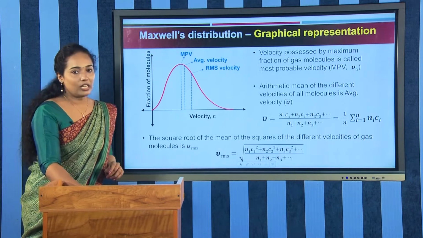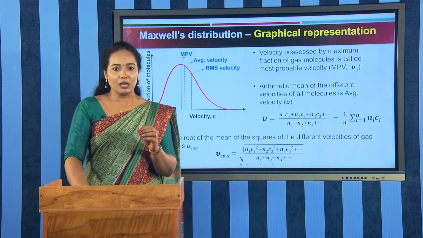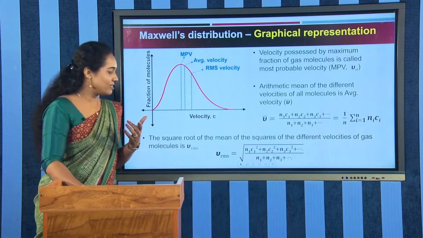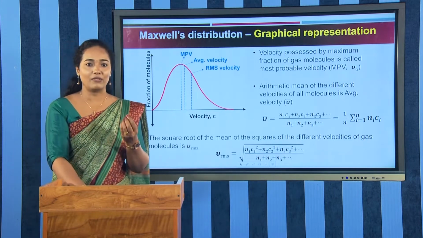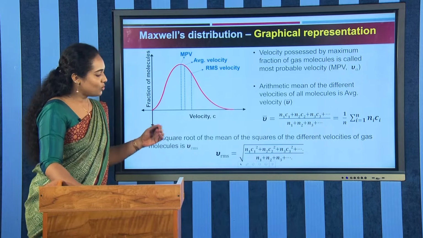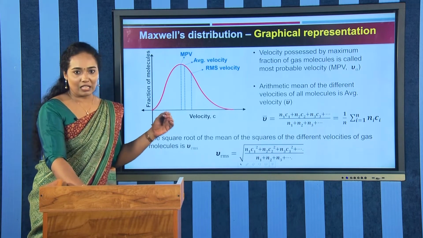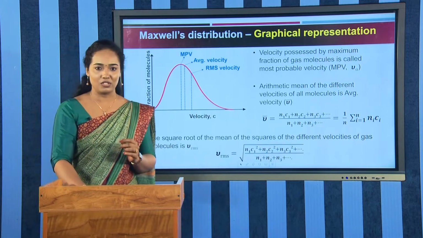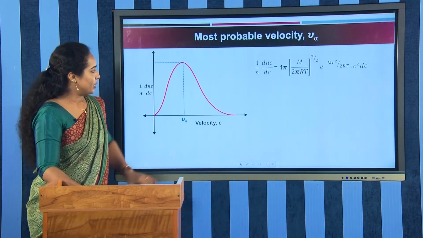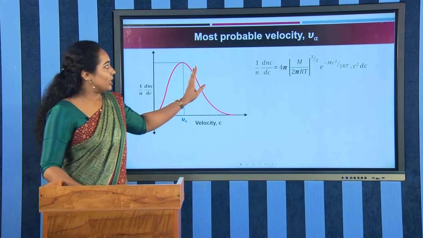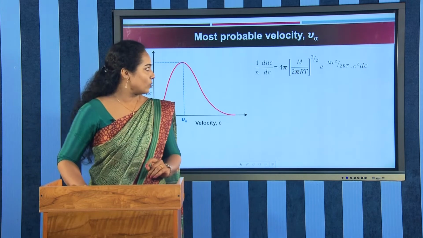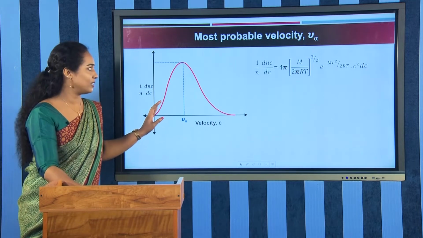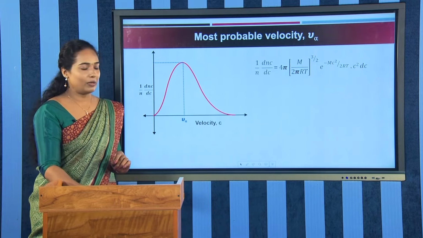But actually it is not possible to calculate every fraction each time. We cannot find correctly the exact fraction of gas molecules having a particular velocity. So, we need to find some other mathematical expression in order to calculate such velocities for a particular gaseous system under study. For that, first we will go with the most probable velocity. Now we are going to derive the mathematical representation for most probable velocity.